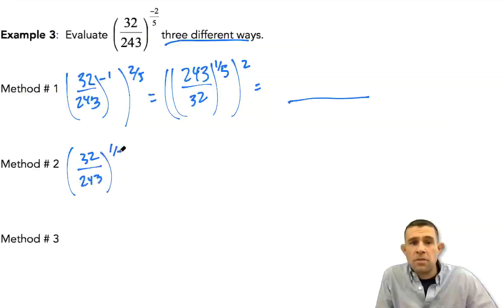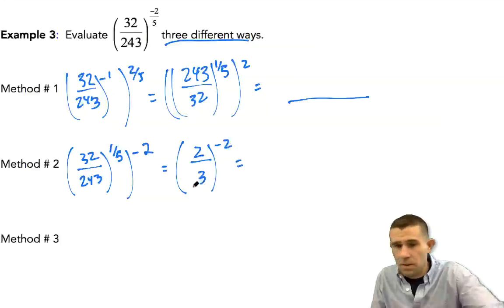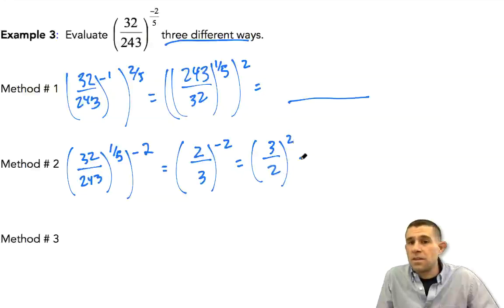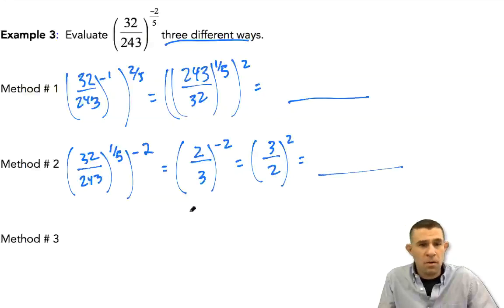Let's take the fifth root first and then raise that to the negative 2 power, which results in 2 over 3 to the negative 2. I believe, yeah, let me just check my notes there. And then that's going to give you 3 over 2 to the second power. And again, you can finish that one off.